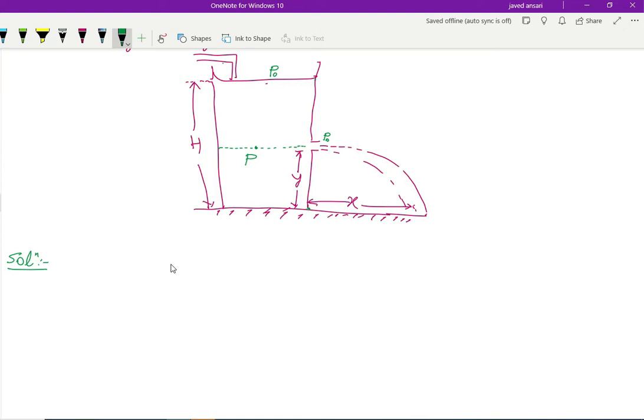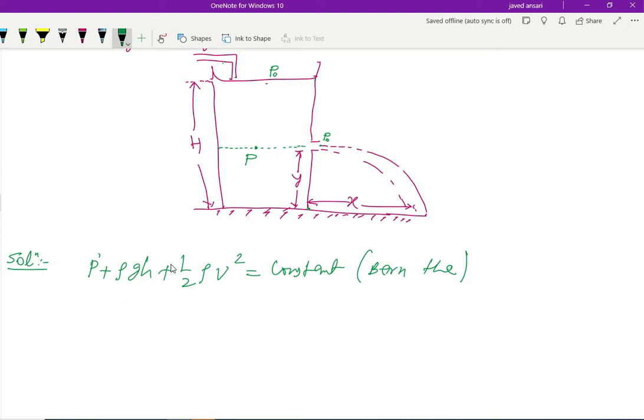So Bernoulli's theorem tells us that P plus rho gh plus half rho v square is constant, right? This is Bernoulli's theorem. So let's see now. This is one level and this is the same level, but the point is here. So apply Bernoulli's theorem at these two points at the same level.